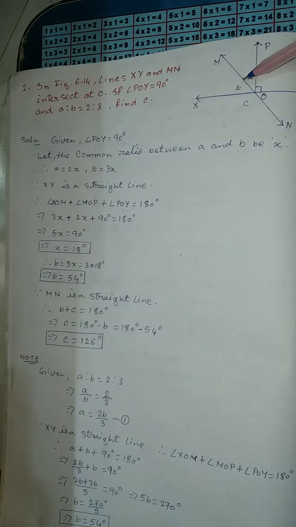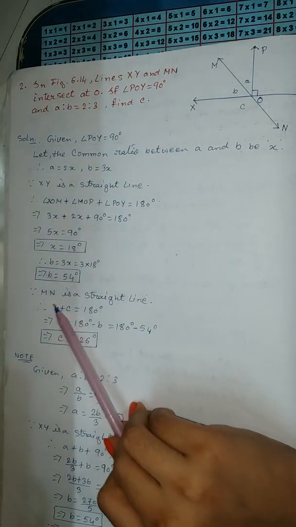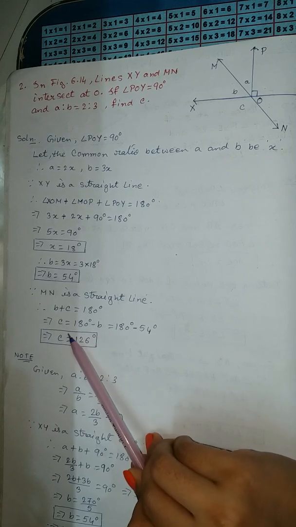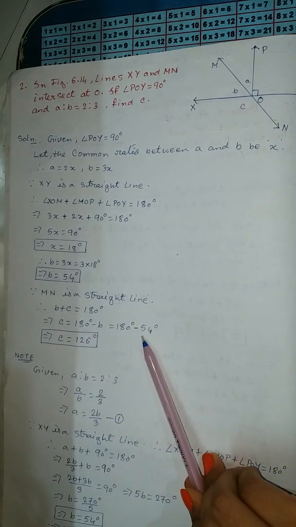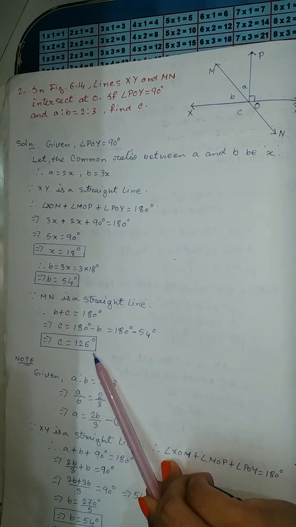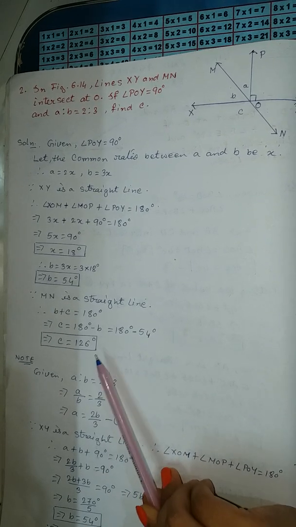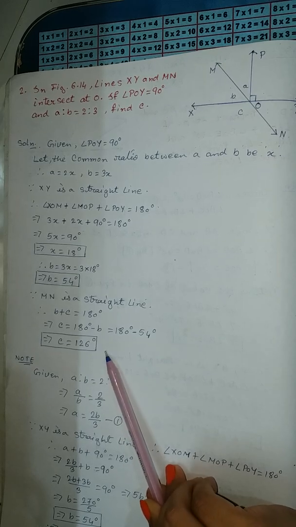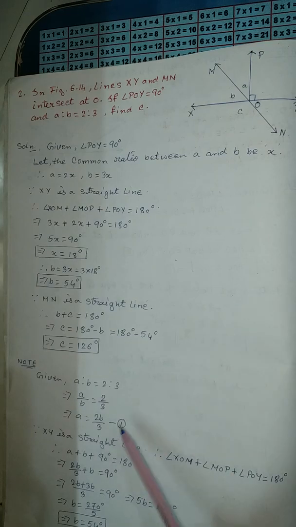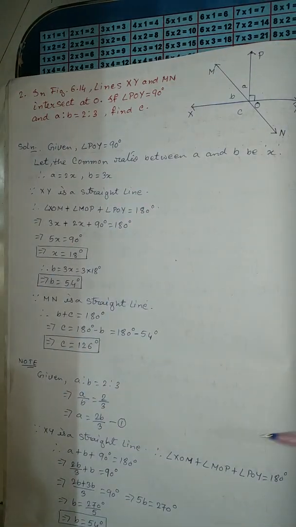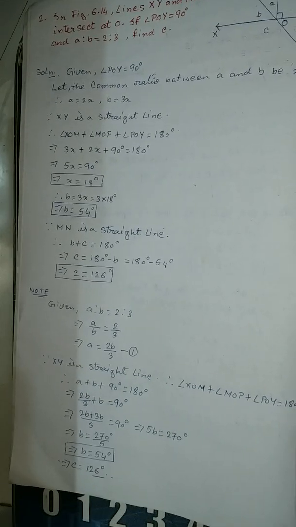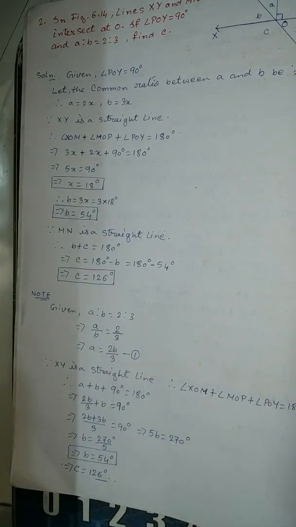Now putting this value right over here, since MN is a straight line, B plus C is equal to 180 degrees. Put the value of B, solve for C, and here we are getting the value of C as 126 degrees. That's the end of the sum. Now as I said in the beginning, from ratios we can solve the sum or get the value of A and B in different manners. So here's one more method to find out the value of A or B.